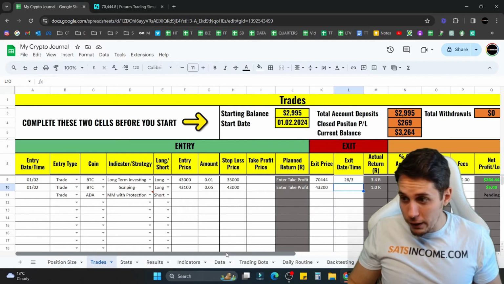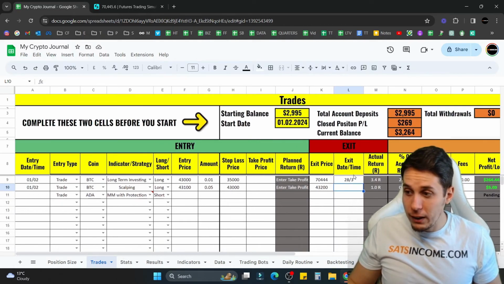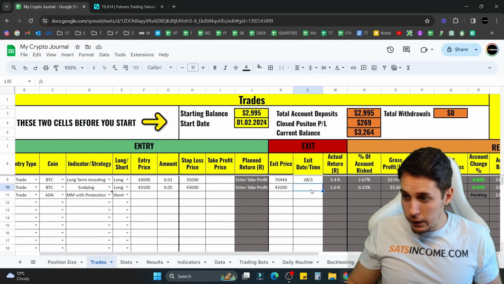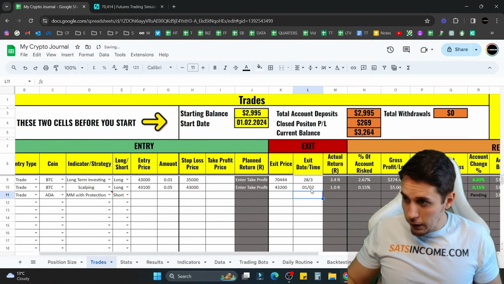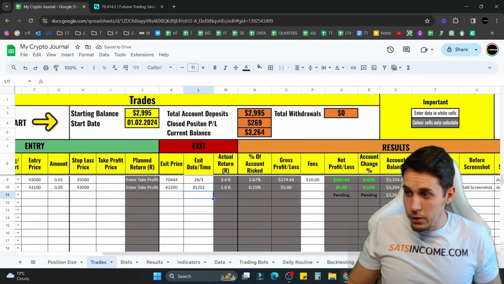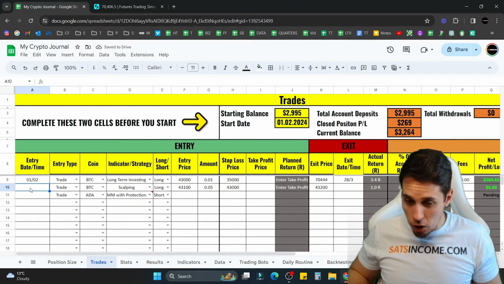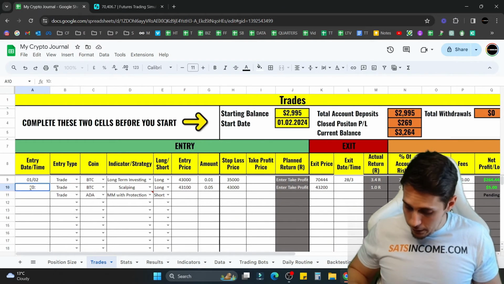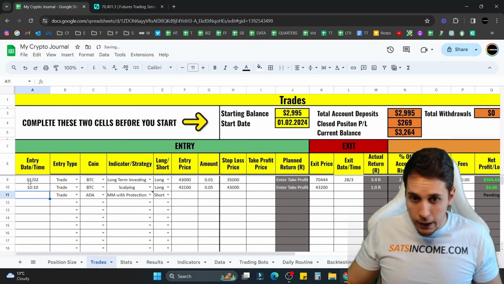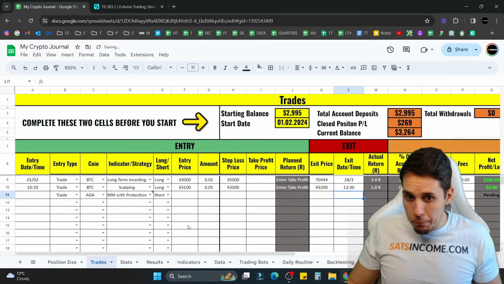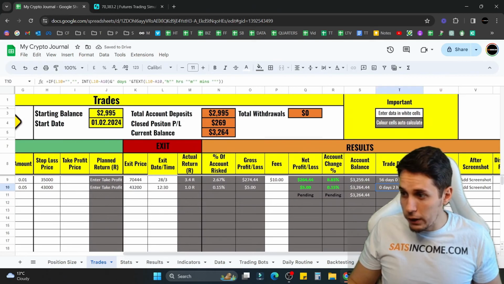But wait, here I forgot one thing. Since this is a scalp, we actually have to add the time of entry and the time of exit, right? Because you open and close this trade within the same day. So if we just add here the same date, right, we're gonna get 0 day, 0 hour, 0 minute. So in this case, instead of here adding the entry date, you're gonna add the entry time. So let's say that you entered this trade at 10:10 and you exited this trade at like 12:30. That's what you're gonna do. You're gonna add here the time and you're gonna get the correct trade duration, 2 hours and 20 minutes.